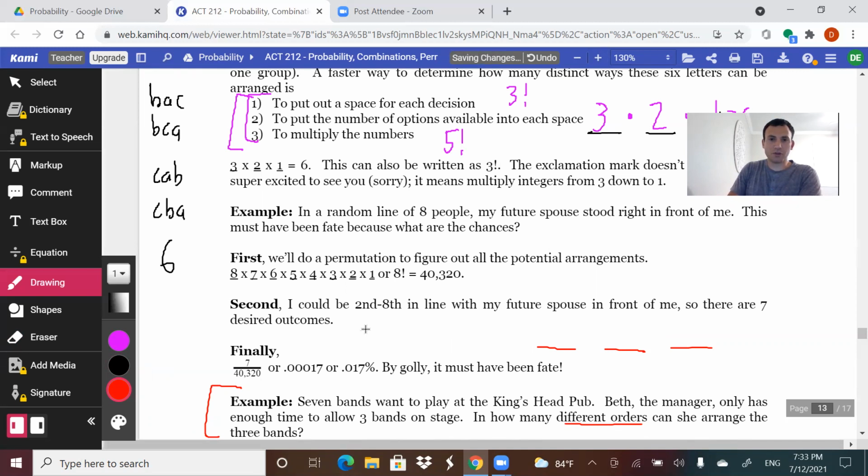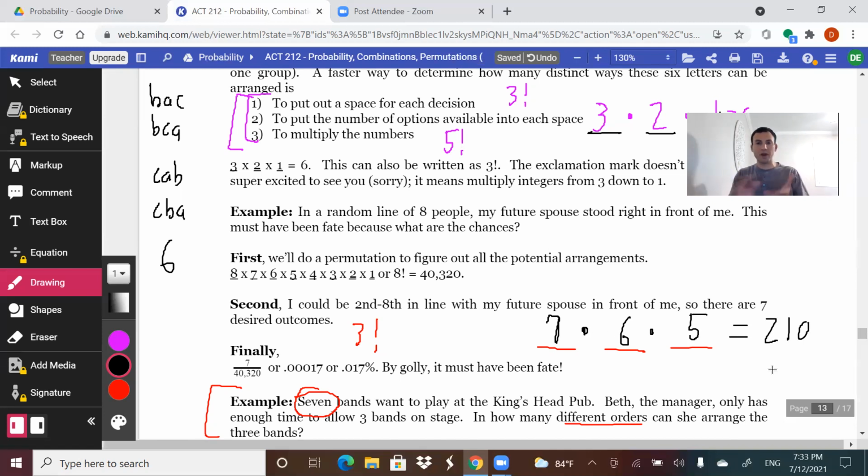It's not as simple as 3 factorial, though, because if you read carefully, there are 7 bands that want to play. So how many options do we have for the first space? We have 7 bands we can pick. We picked one of the bands, so now we have 6 bands left. And then finally, we have 5 bands left for the last spot. So this is going to give us 30 times 7. This is going to give us 210 different ways we can arrange these bands.